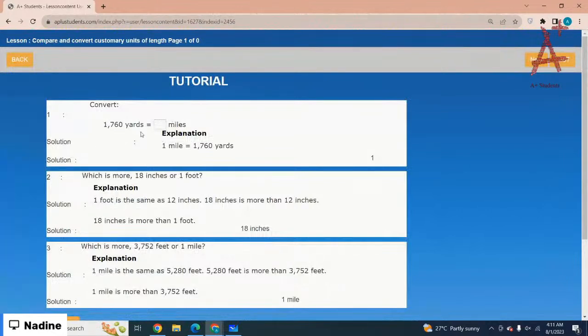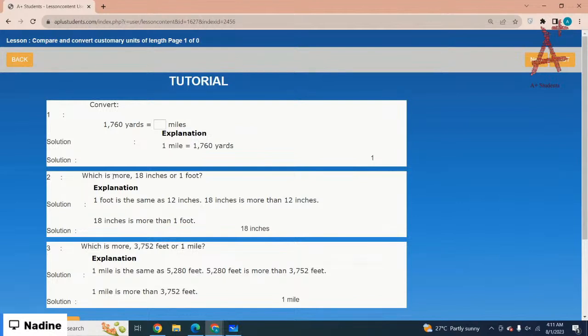Like this one, 1,760 yards equals 1 mile. That means mile is a greater unit and yard is a smaller unit. In 1 mile, you have 1,760 yards, right? You can note down these conversions. They are very useful.